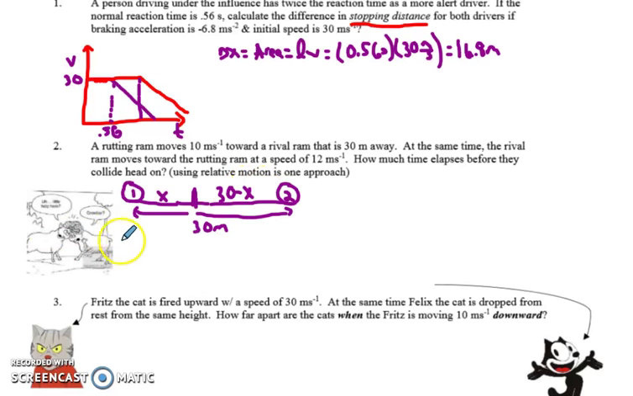And then from a relative motion standpoint, the velocity of ram 1 relative to the ground, I'm going to say the positive direction is to the right, is going to be plus 10 meters per second. And then the velocity of ram 2 relative to the ground, since ram 2 is moving in the negative direction, is going to be negative 12 meters per second.